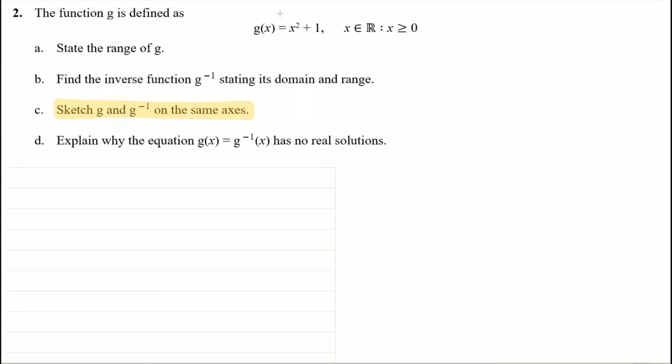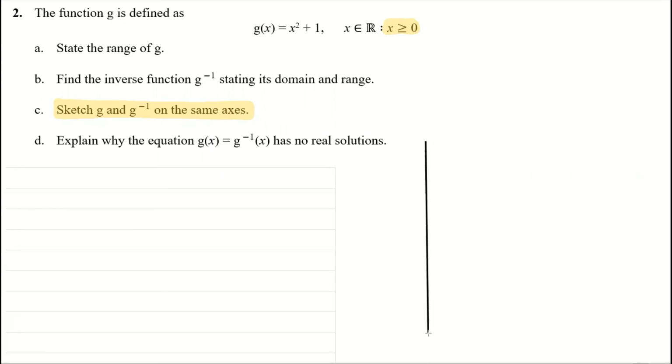Now, let's just draw the axes first of all. And you'll notice that the domain is just for x values greater than or equal to 0. And it's a quadratic. It's a very simple quadratic with a vertical translation. So that should not be a problem to sketch. We can do this directly. All right, so I'll sketch it here in this space.